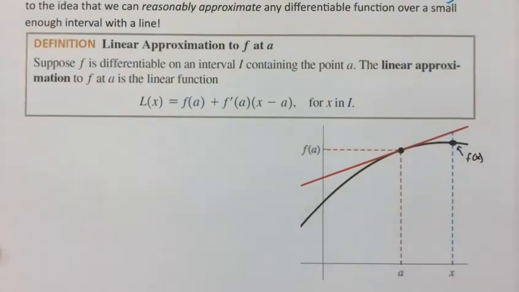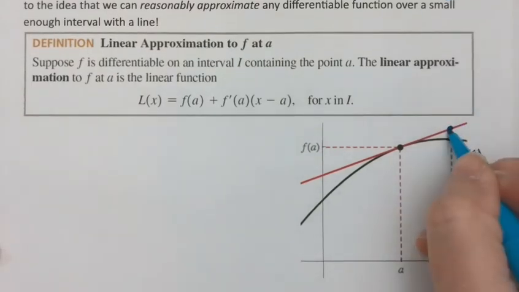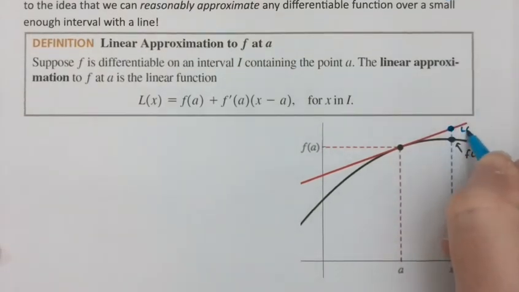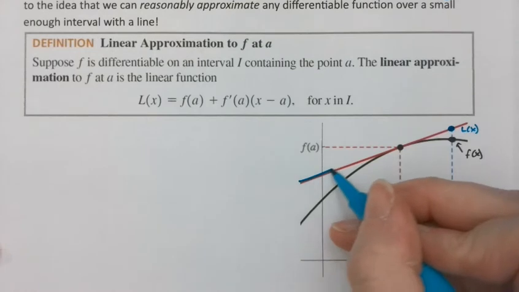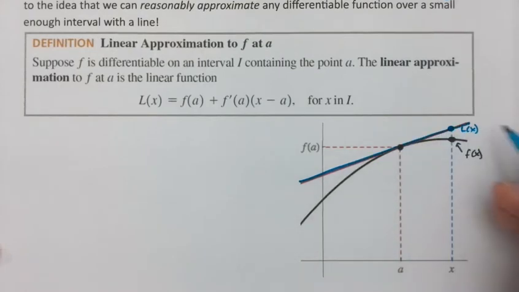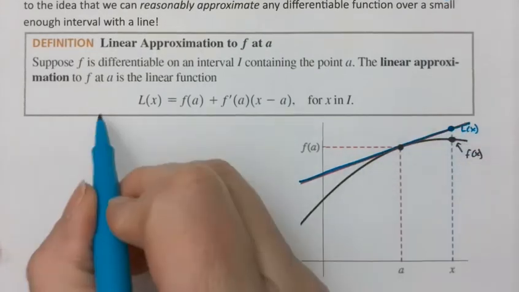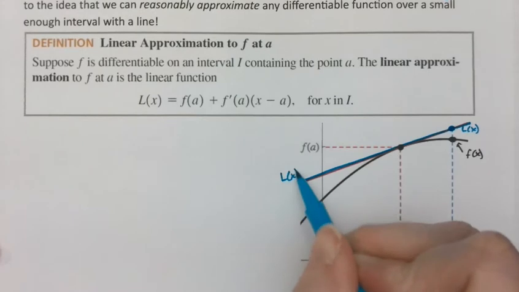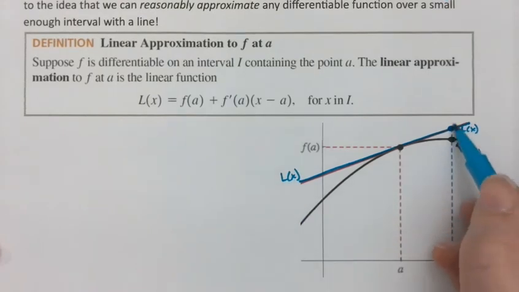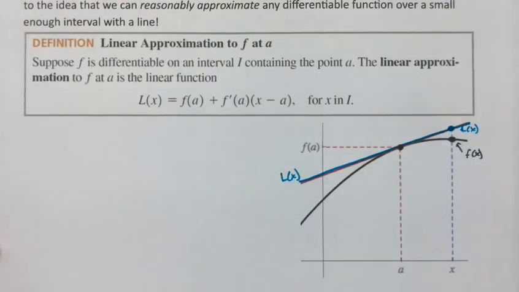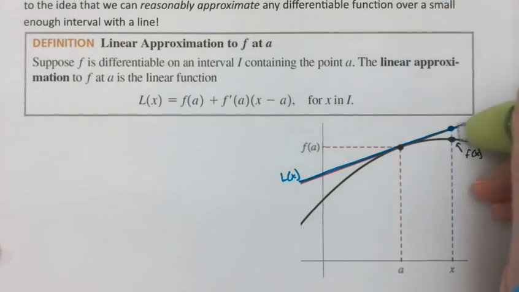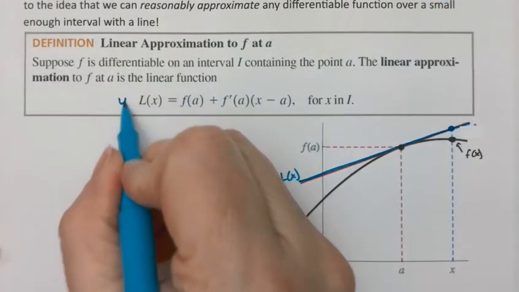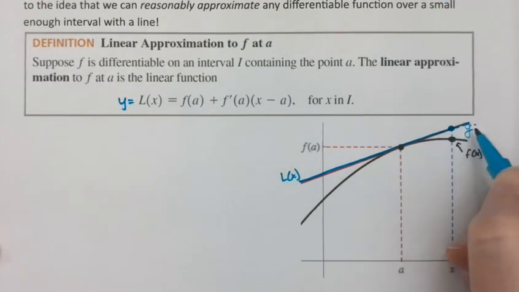What you can do is find a y value, L of x, based off of the equation, y equals L of x. L of x is the equation of the tangent line, but it's also this particular value. If you want to think of it this way, it's like y equals L of x. So I'm looking for that particular approximate y.